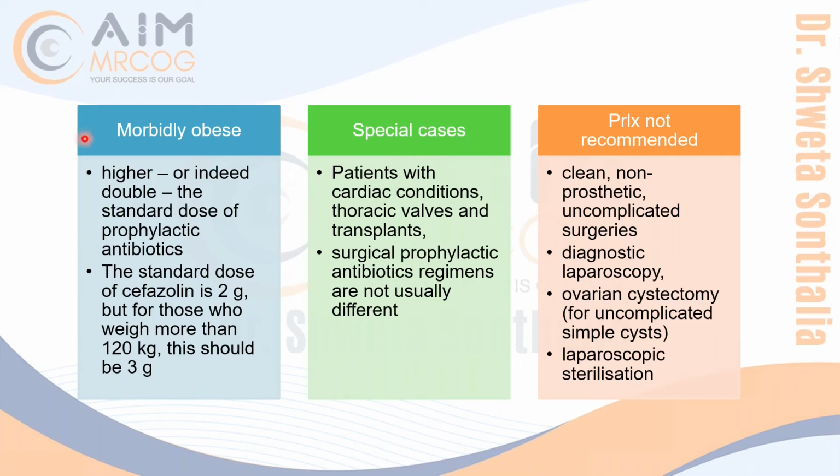So you have to understand that in morbidly obese women, you have to give a bigger dose. Whoever is weighing more than 120 kg, you will give 3 gram in place of 2 gram. So this could be a tricky SBA for you. You have to remember that the risk is higher, so the dose also should be higher according to her body weight. So in place of 2, you will give 3 gram for more than 120 kg. While if the woman has cardiac condition, thoracic transplant, all these cases, the surgical prophylaxis will be same as for any other routine patient. When the prophylaxis is not recommended, we already saw clean, non-prosthetic, uncomplicated surgeries.